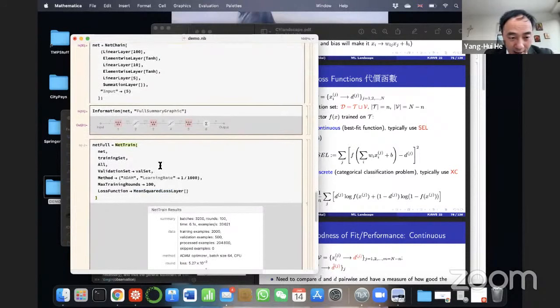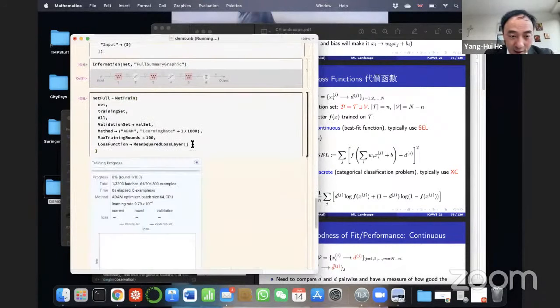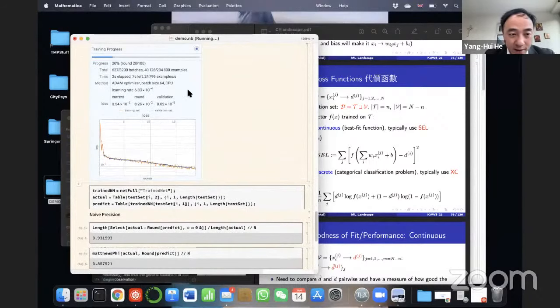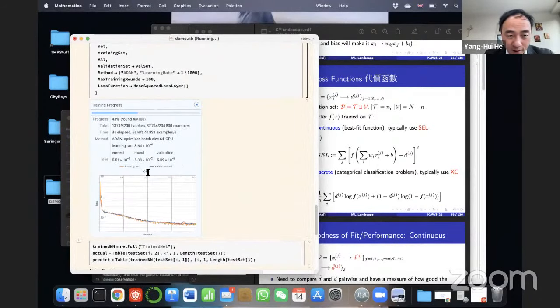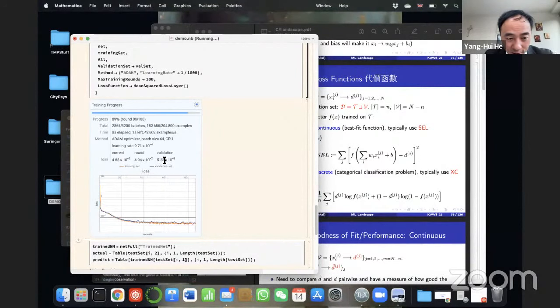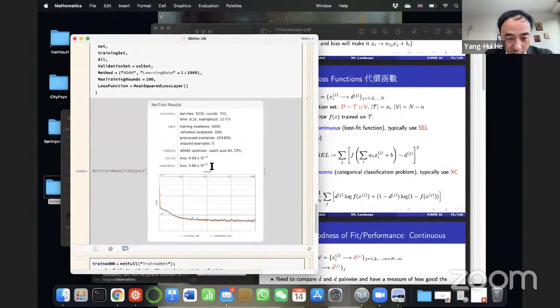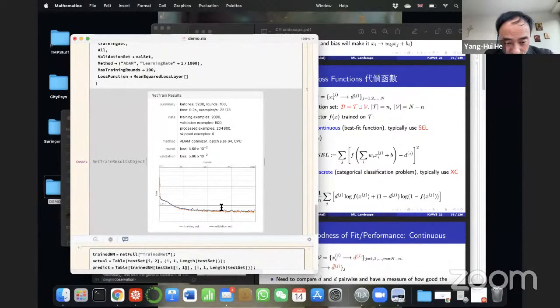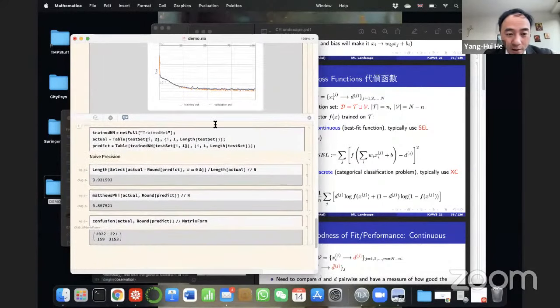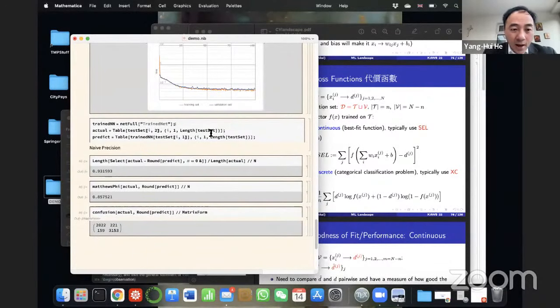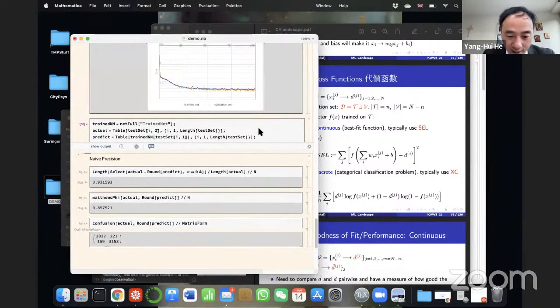So here, let's do it again. It should take under 3 seconds. You can see the loss of your mean square layer, and you can see the validation loss is getting very good, and then it goes down. And then again, you do training and prediction, and that should take about 3 seconds.